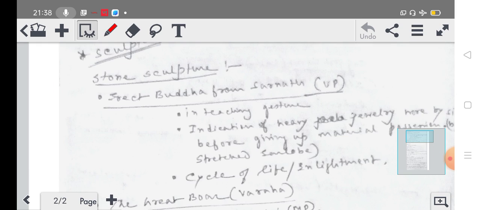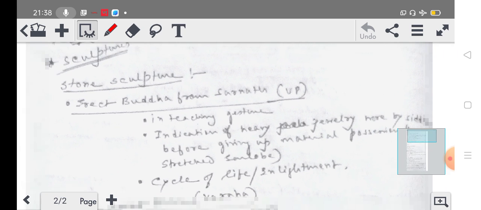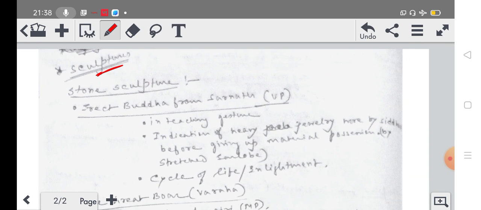Then we are moving to our next slide, that is sculpture. Okay, so firstly we have finished the architecture part, and now we will discuss the sculpture part. At first came the stone sculpture, and the very prominent example of stone sculpture in the Gupta age is the erect Buddha from Sarnath.